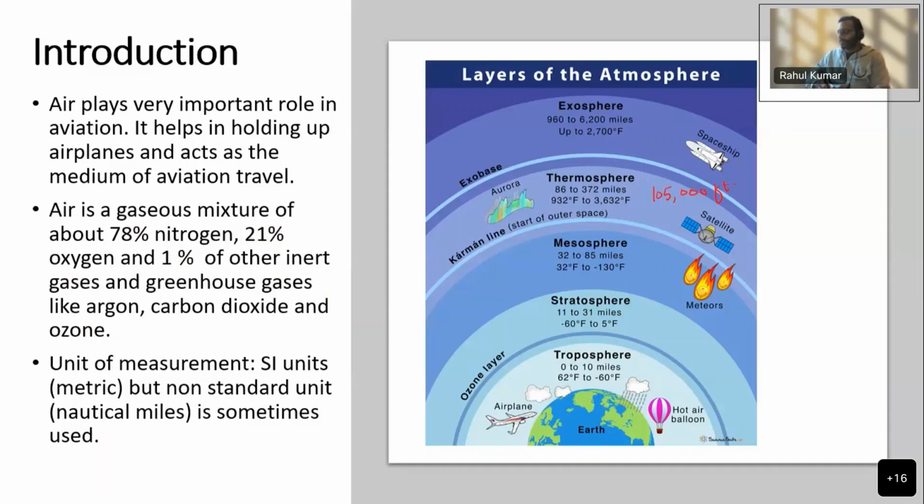We have the troposphere, which extends from the Earth's surface all the way up to 36,000 feet. Then you have the stratosphere, which extends from the troposphere up to around 65,000 feet.